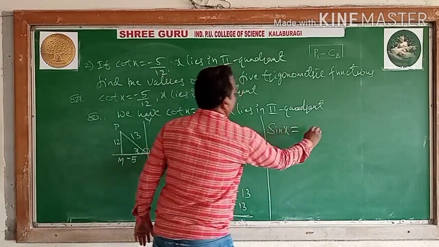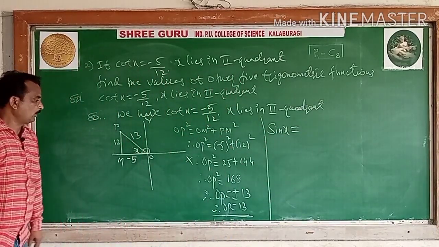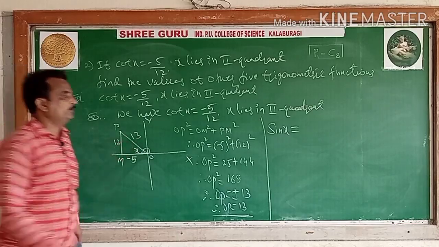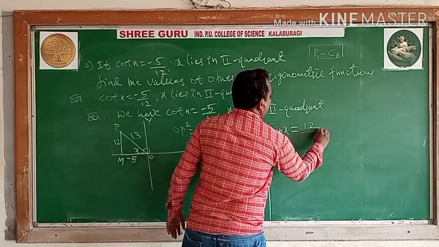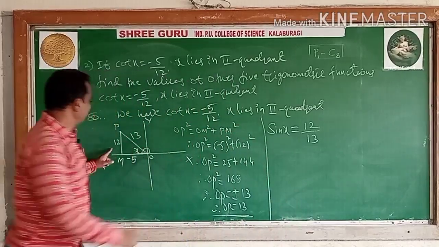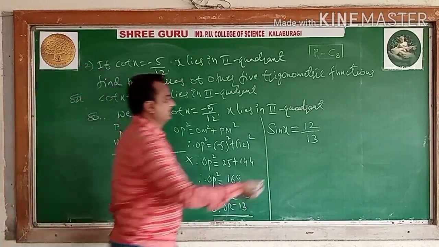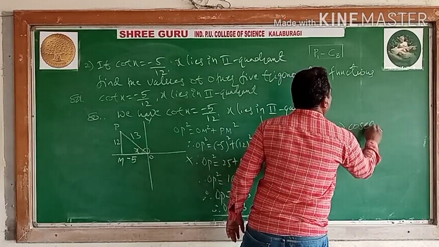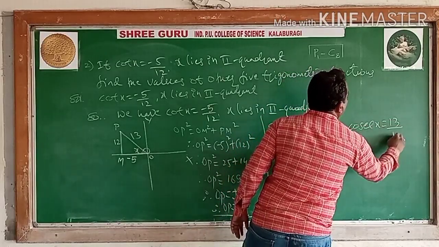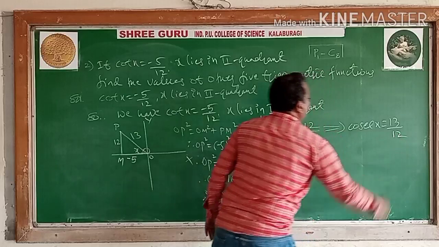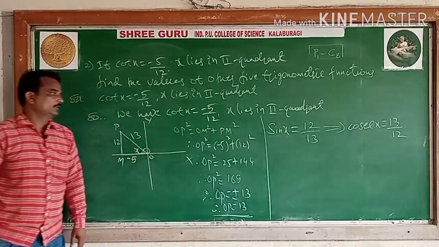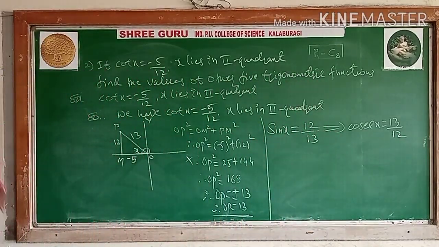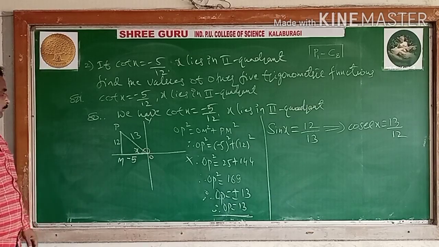Sine of x. What is sine of x? Opposite by hypotenuse. Is it opposite by hypotenuse? Yes. What is the reciprocal of sine x? Cosecant x. What is cosecant x? 13 by 12. Sin x is 12 by 13, and the reciprocal of sin, cosecant, is 13 by 12.